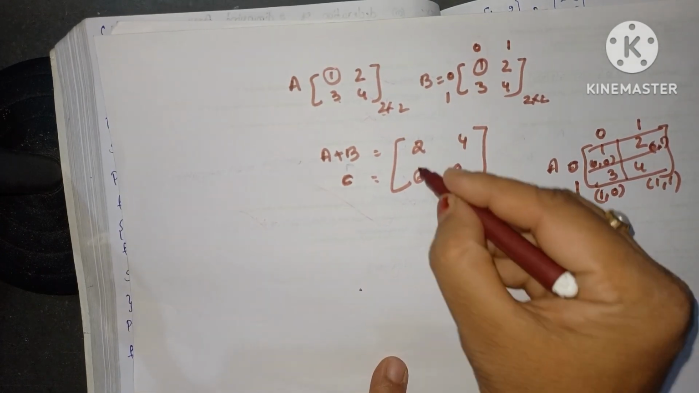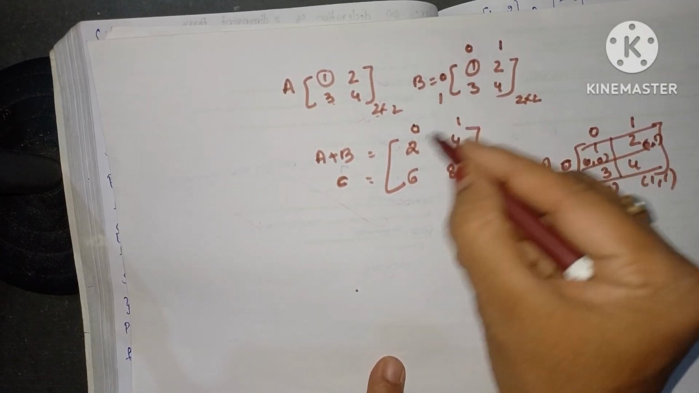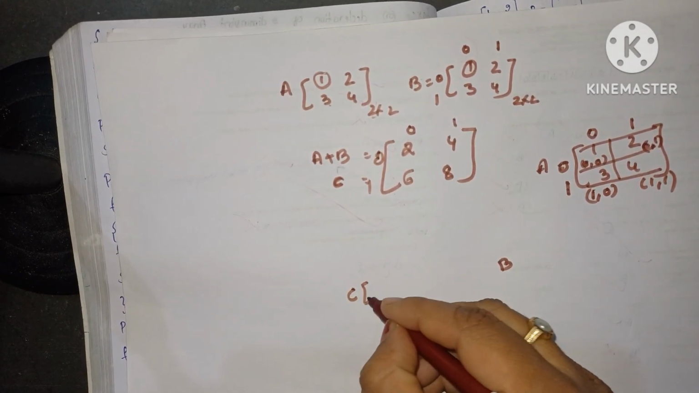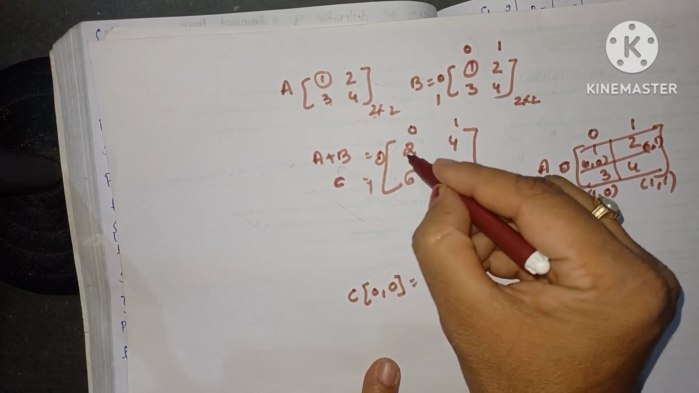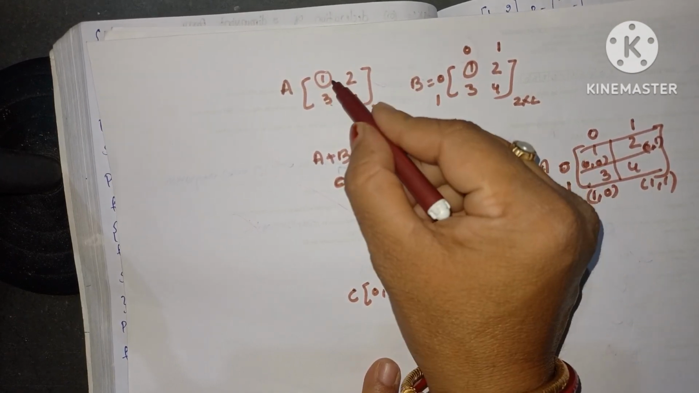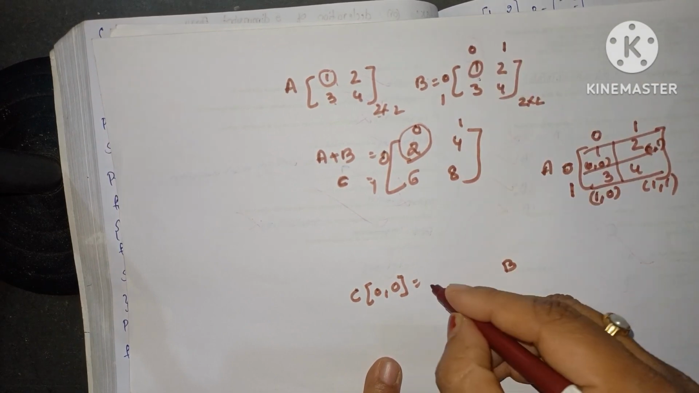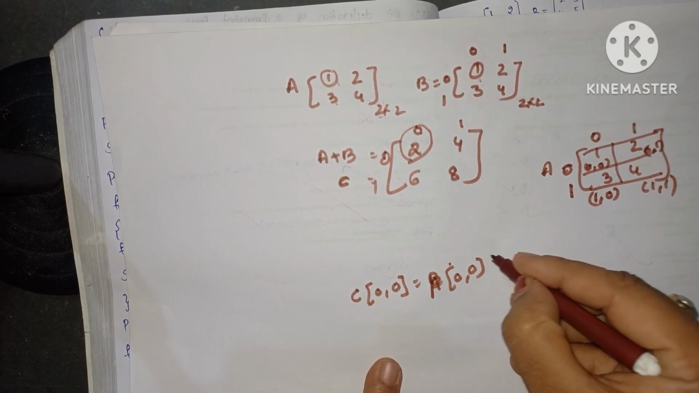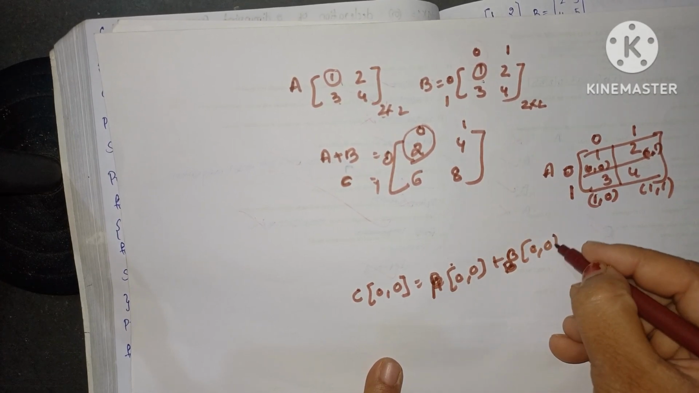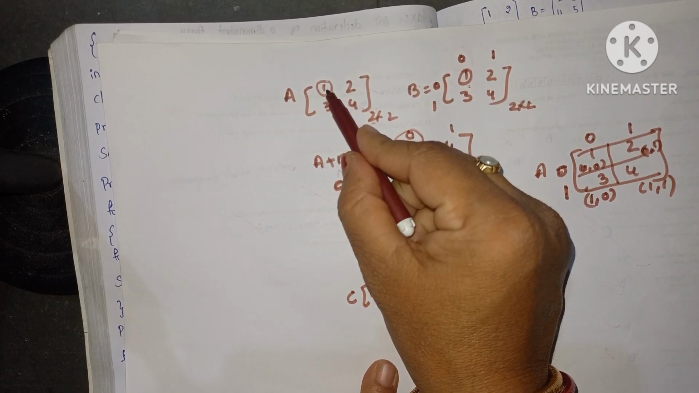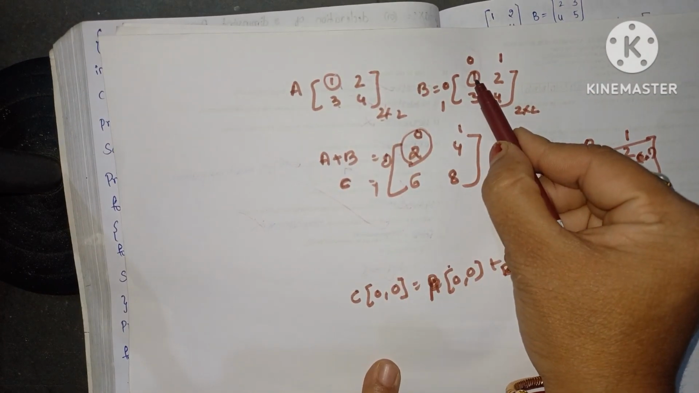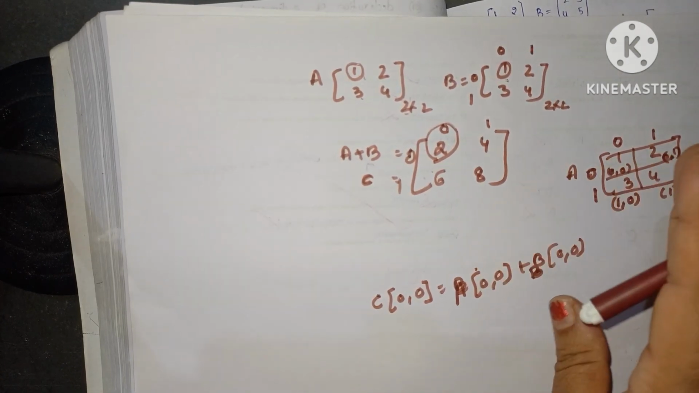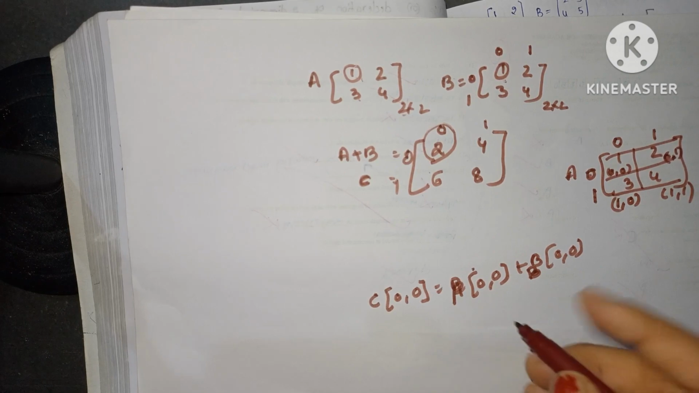So how are we getting C? This is also the same thing, with 0th and first rows and columns. So how do we get C of 0, 0? This element is obtained by adding A of 0, 0 plus B of 0, 0. That means at the 0, 0 position, the first element in the first matrix and the first element in the second matrix are added, and then you get the first element in C. So this is the logic of the matrix addition program.